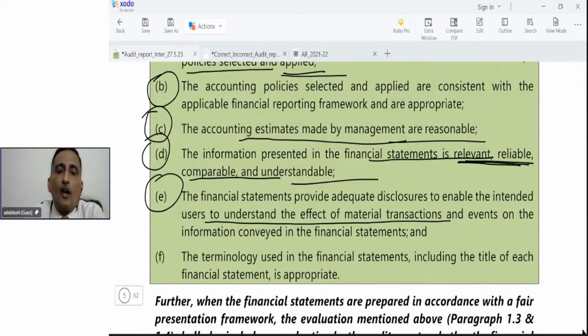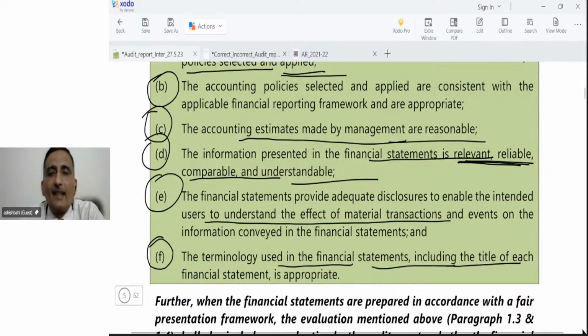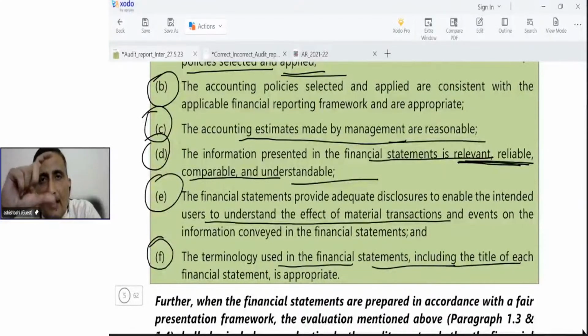And whether the terminology used in financial statements is appropriate, whether the title of the financial statement is appropriate. Like, in case of profit and loss, in case of companies, the title is Statement of Profit and Loss. So whether it is appropriate, in accordance with the applicable reporting framework.